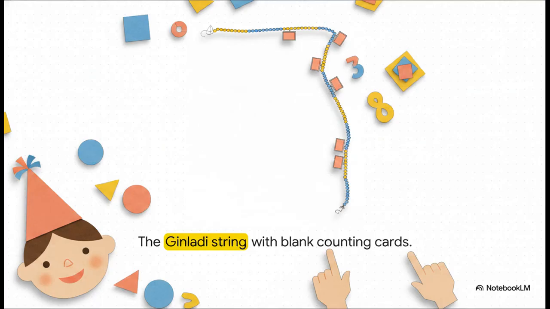So this brilliant little tool is called a Ginladi string. What's absolutely fascinating here is how it acts as a tangible physical anchor. The chapter doesn't just ask a kid to magically imagine the number 38 or 98. No, it asks them to physically count the beads, which are grouped in alternating colors, and place blank cards at very specific points along the string, like 38, 44, 58, and 98. It takes the totally abstract concept of a number and grounds it into a physical distance that they can actually see and touch. It's brilliant.